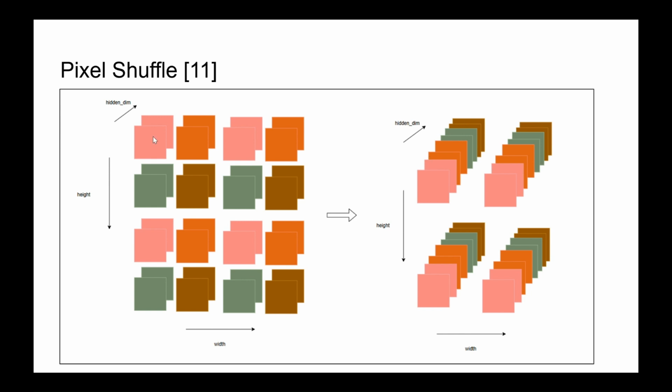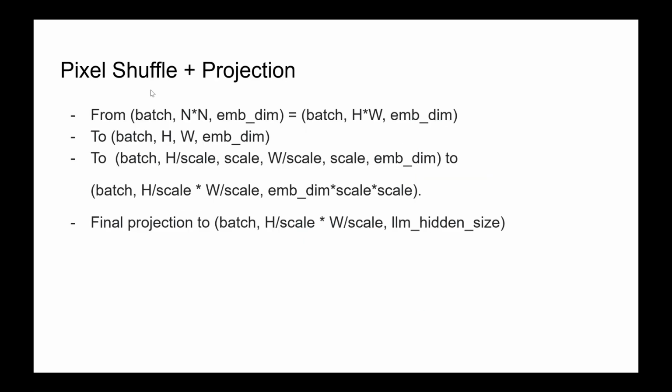We're going to combine them in row-major order. Basically, it's ordered in this way: you have the pink, the orange, then green, and then the brown, as we have shown here. A bit nerdy, but this is the dimension. The input is going to be from batch, n squared, which is the sequence length or the number of image patches, into the embedding dimension. This is the same as this.